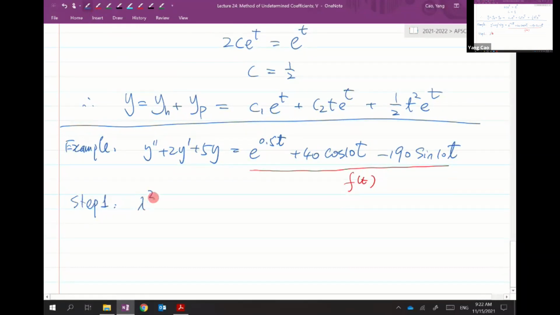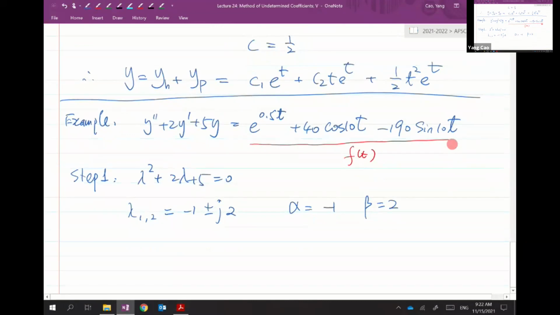Step 1, homogeneous, characteristic equation for the homogeneous: lambda squared plus 2 lambda plus 5. Solve for lambda. This will give you a pair of complex conjugate roots. Lambda 1 equals -1 plus j2, and lambda 2 equals -1 minus j2. So we usually call alpha is -1 and beta is 2.